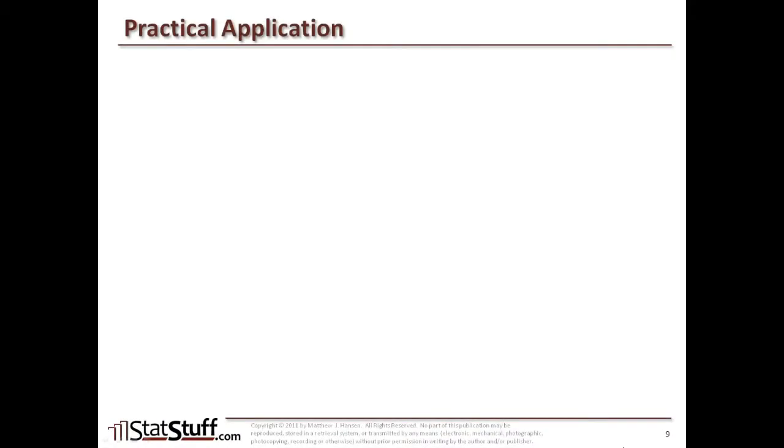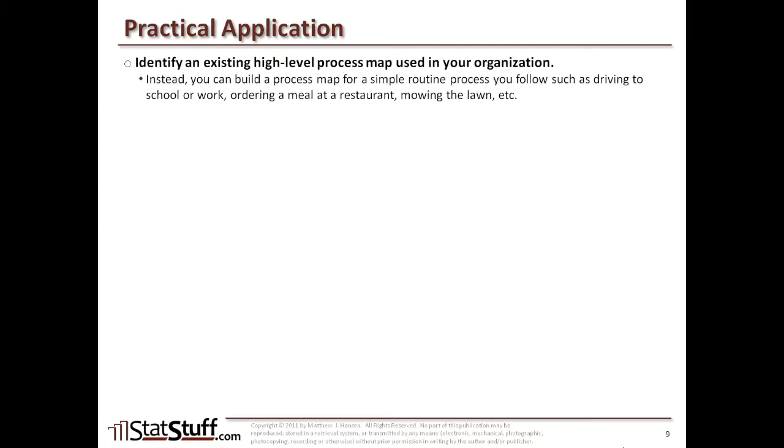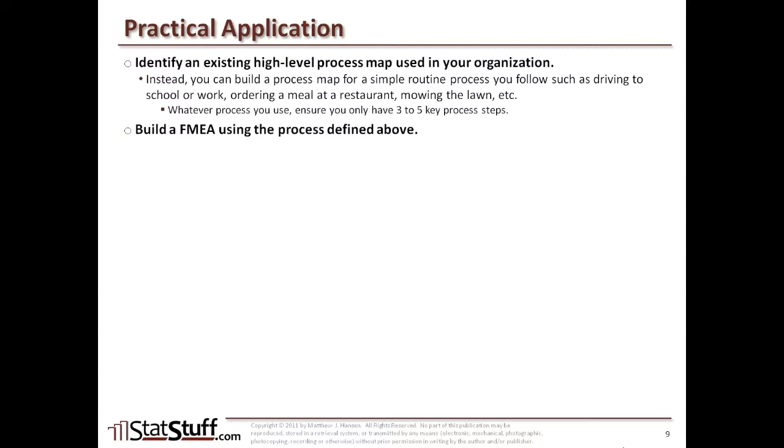Well, the FMEA is a great tool to work through in this exercise, so I would recommend that you try to identify at least a high-level process map used within your organization. But if you don't have something like that, what you could do is build a process map for a simple routine process that you might follow, such as driving to school or work, or maybe ordering a meal at a restaurant, or mowing the lawn, or something like that. But whatever process you use, then try to ensure that you at least have 3 to 5 key process steps as part of this. And then based off of that, build an FMEA using the process that you've defined.